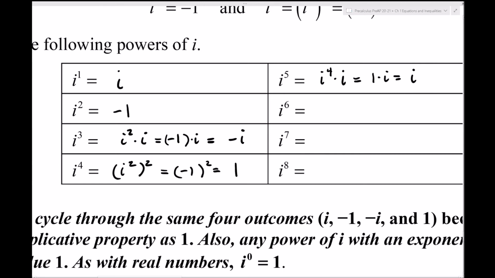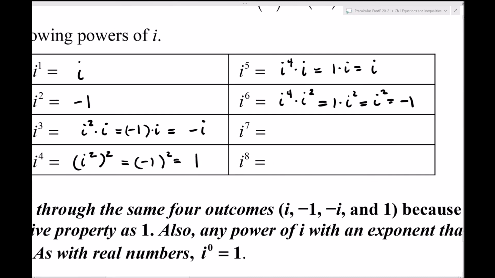Now you can keep on going. i to the sixth is the same thing as i to the fourth, and that times i squared. So we end up getting just 1 times i squared, which is i squared, and that's -1. And we're back at -1. Notice how these two match. That's going to be the case for the next two as well.